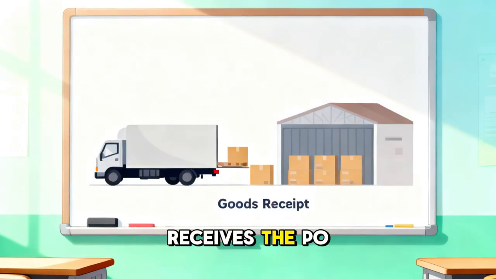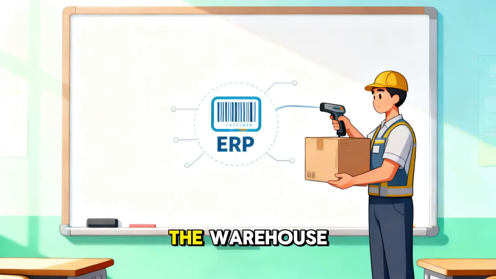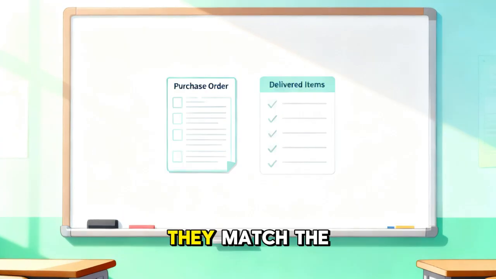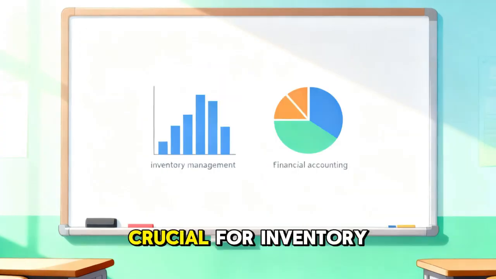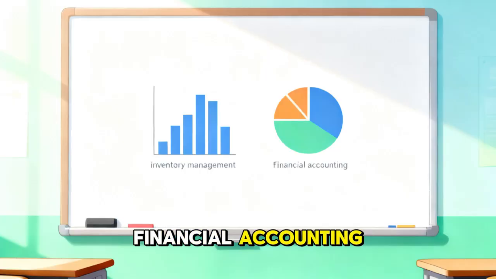Once the vendor receives the PO and ships the goods, the next step is goods receipt. When the items arrive, the warehouse or receiving department records the delivery in the ERP system. They match the delivered items against the purchase order to ensure the correct quantity and items were received. This step is crucial for inventory management and financial accounting.